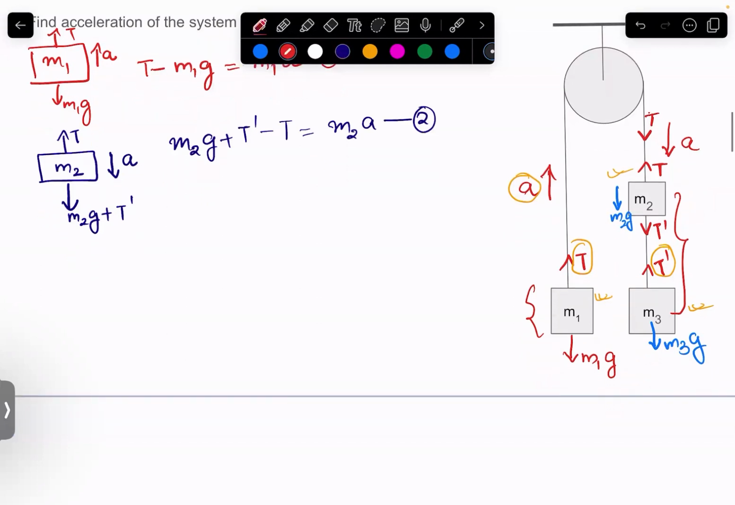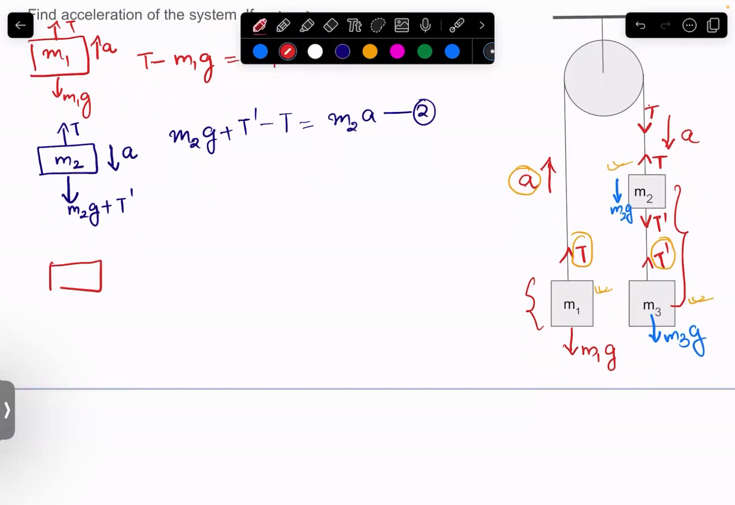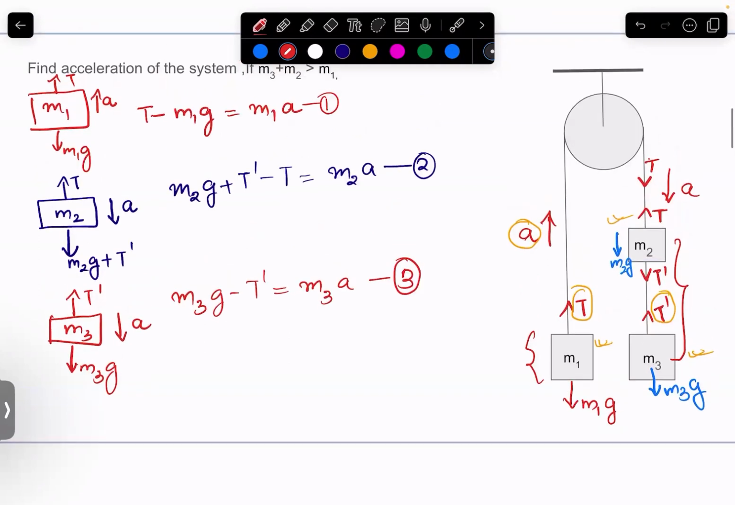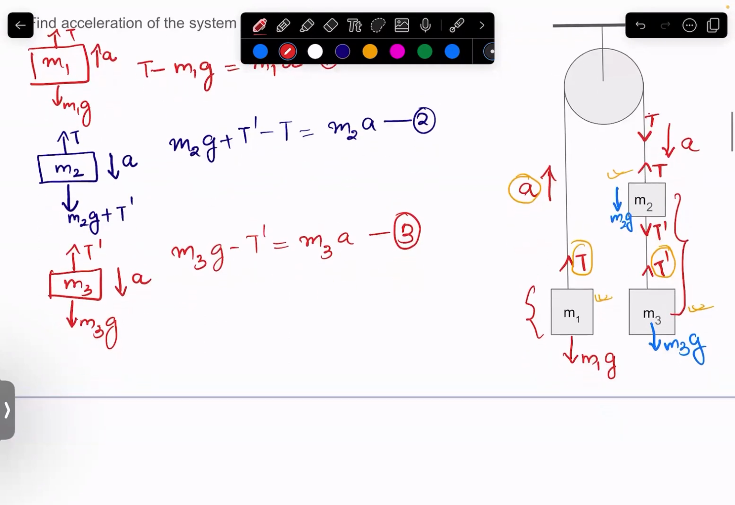And again, for block m3, what is happening? m3g is there and T dash is there, and this whole system is going downwards with an acceleration of a. So that can be written as m3g minus T dash equal to m3 times a. So that is equation number 3. So equations 1, 2, and 3. So 3 equations, 3 unknowns.